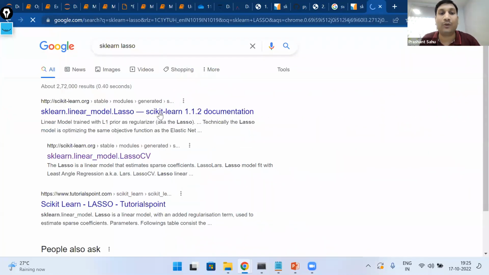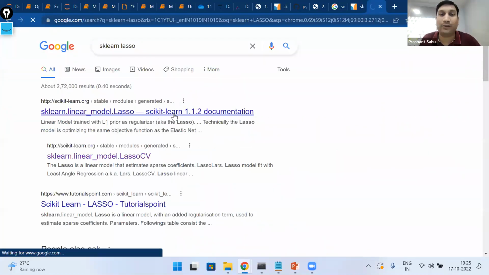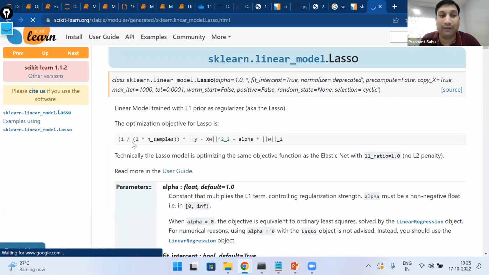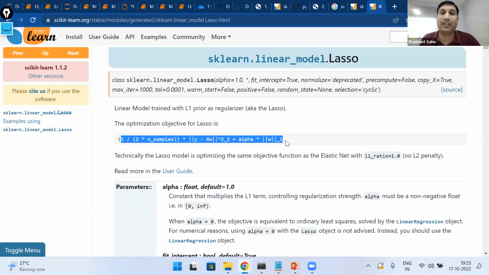So if you go to lasso, there also you will get this objective function. And again, we are trying to minimize this loss function. It clearly tells you that we are trying to minimize this loss function, right?